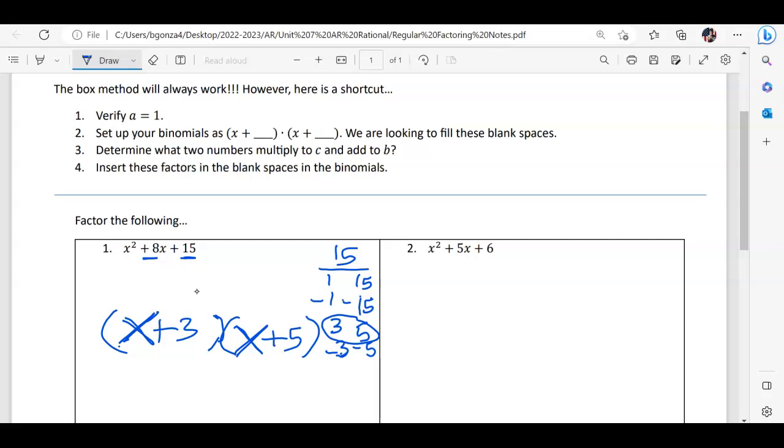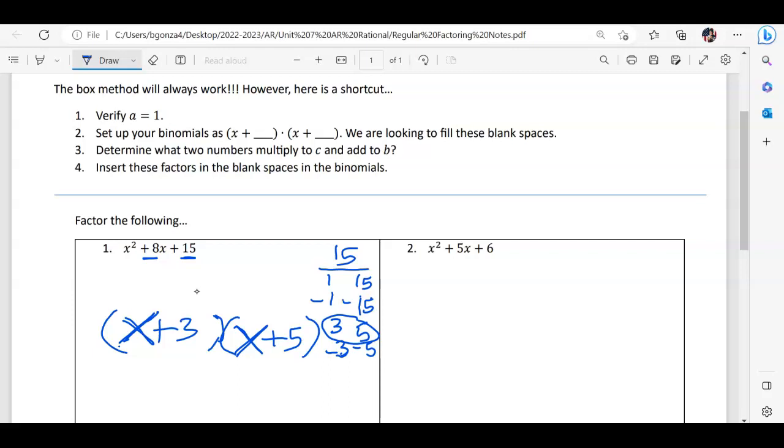Now, obviously, you got to be able to make a factor table, see which one adds up to make the middle term. But do you see how? Don't even worry about the box if a is equal to 1. Okay, if the first number is no number or a 1, right?